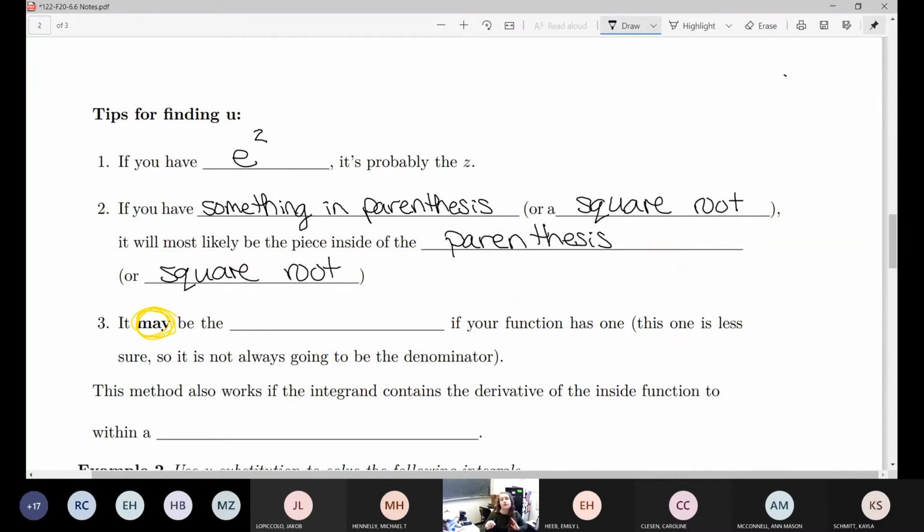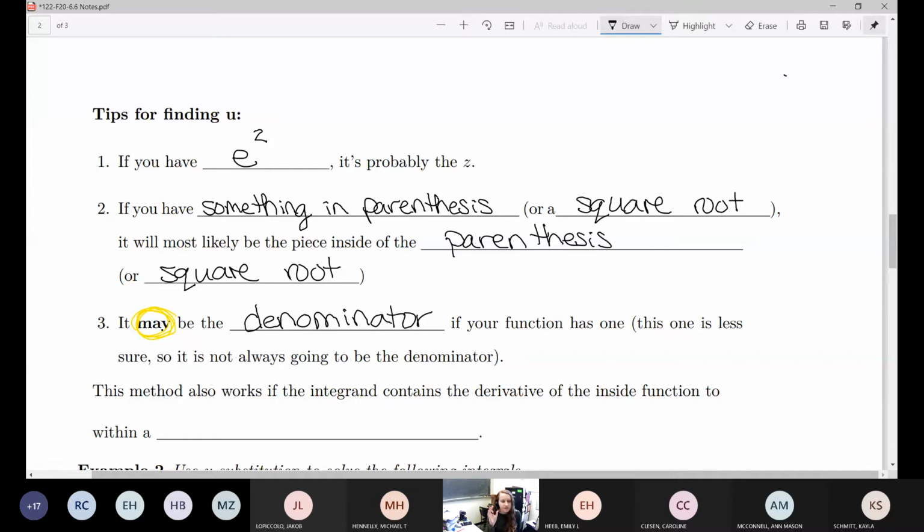It may be a denominator, if your function has one. Now that one is a bit less sure because sometimes there's a denominator in the function, but the u value is not the denominator. So that one can be a bit tricky, but it is a common occurrence that if you have one, it's a good thing to at least check if you're not sure.